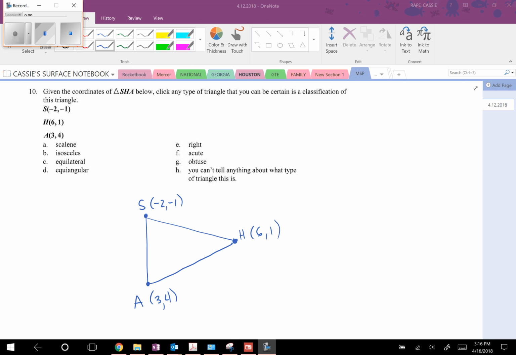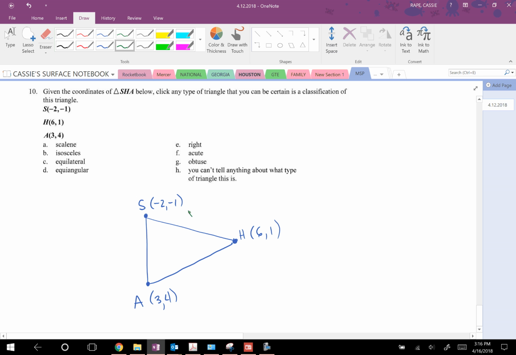All right, given the coordinates of SHA below, on number 10, by the way, is what we're on, last one, wants to know what type of triangle it is, so I'm going to use the Pythagorean theorem and figure it out. So I'm going to put the x's in, -2, 6, and the y's in, -1, 1. -2 minus 6 is -8, which when squared is 64. Plus -1 minus 1 is -2, which when squared is 4.